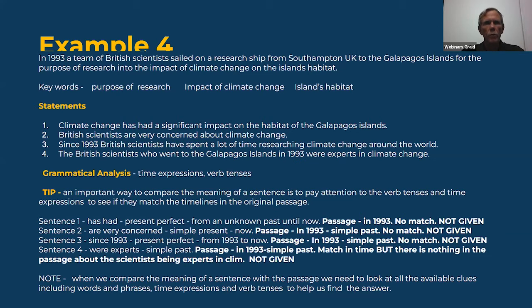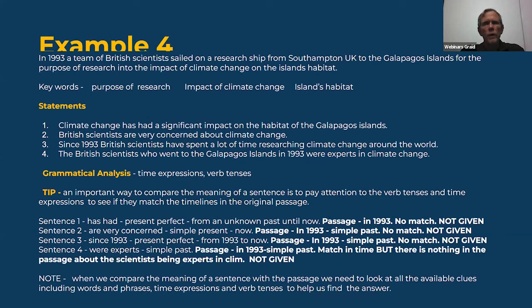Now, the second example, we have British scientists are very concerned about climate change. Now, this is probably true. However, we are looking at the passage. We are not thinking about what's probably true. Now, are very concerned is in the simple present, which is now. And once again, if we return to the passage, it says in 1993, which is in the simple past. So again, it's two different time expressions. So the answer is not given. We cannot correlate these two times.